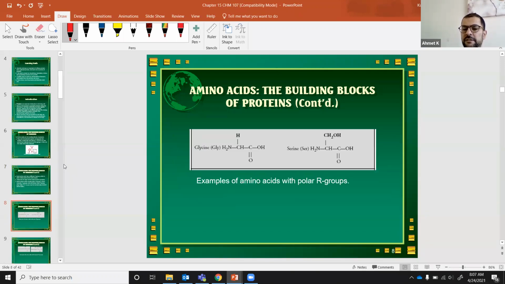Again, if I want to give examples, if this is just a hydrogen, this is glycine. Okay? The name is glycine. If you have a CH2OH, then this is serine. And as you can imagine, whenever you have an OH, we said that the alcohol was polar. So if you have a polar group here, then this will be a polar amino acid, okay? And by the way, I'm not going to be asking you to memorize the names of these amino acids, so you don't have to worry about them.